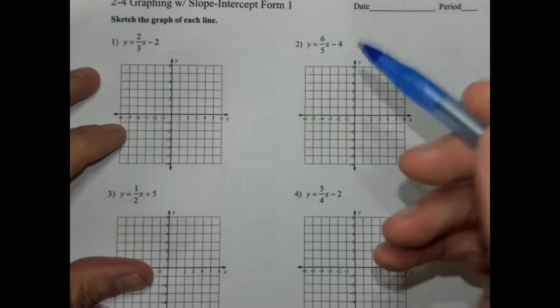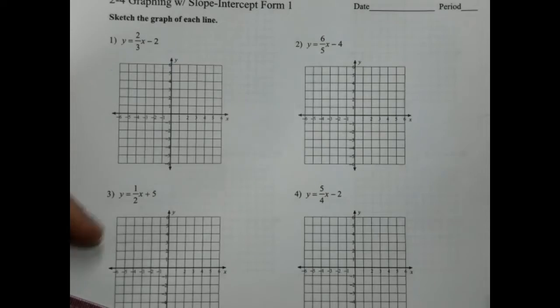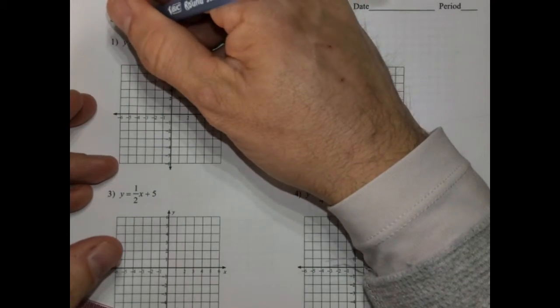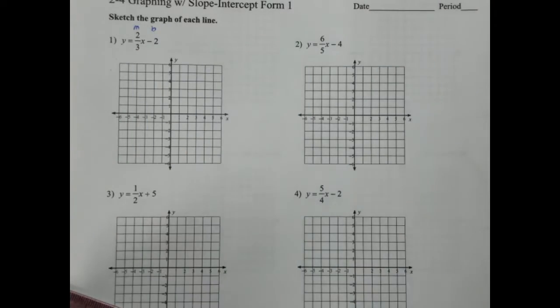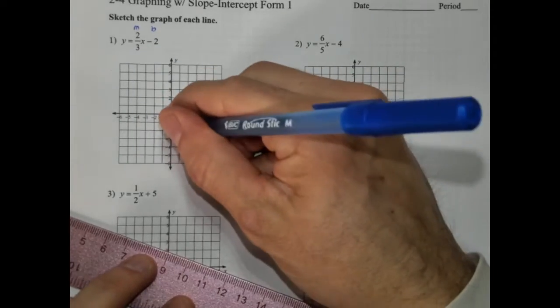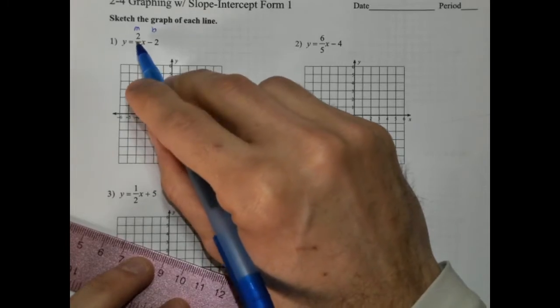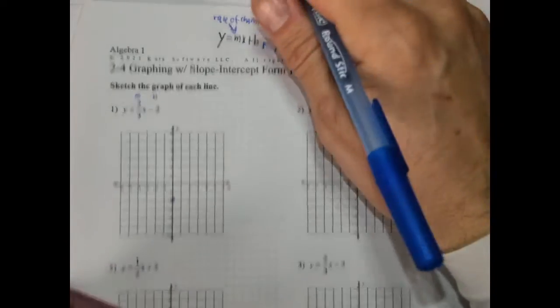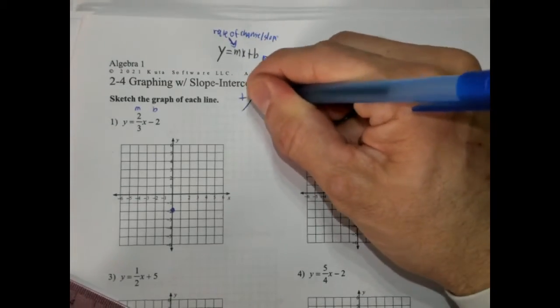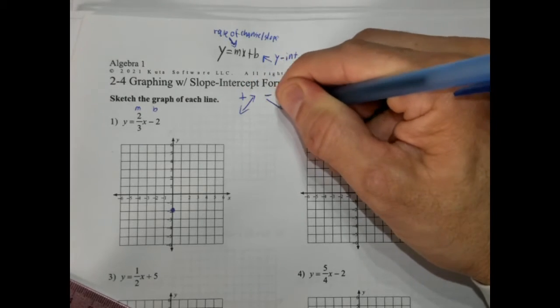So we have y equals 2/3 x minus 2. So this is going to be our m, and this is our b. So we always plot the y-intercept first. So -2 goes right here. The rate of change is 2/3. And remember, positive slopes, or positive rates of change, look like this. They go up from left to right. And negative rates of change go down from left to right.